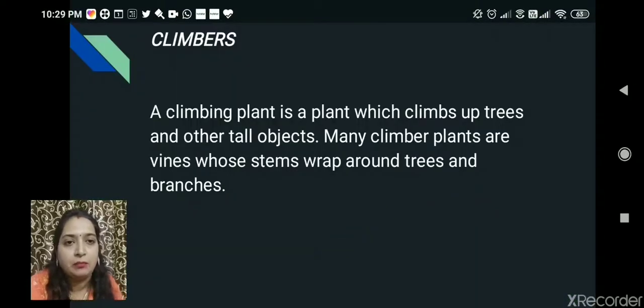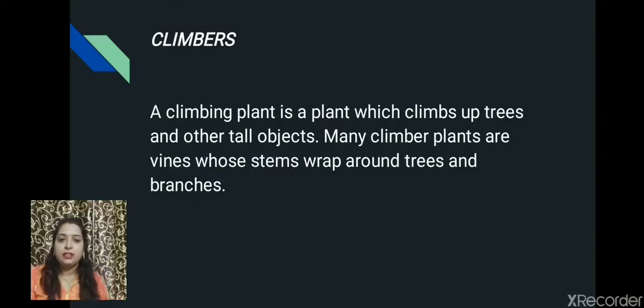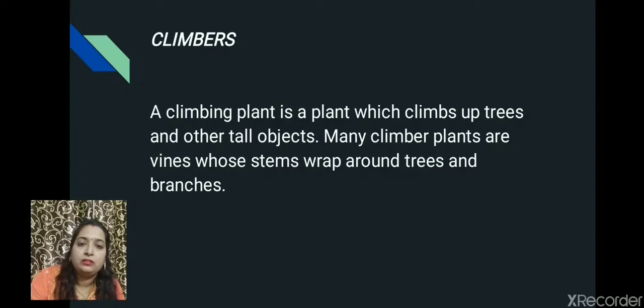Now let's come to the next category. Children, the next category of plants is climbers. What are climber plants? As the name itself is indicating, climbers are the plants which climb. Okay, children, climbers are plants which have a weak stem. So due to that weak stem, they cannot grow upwards on their own. They want some support.